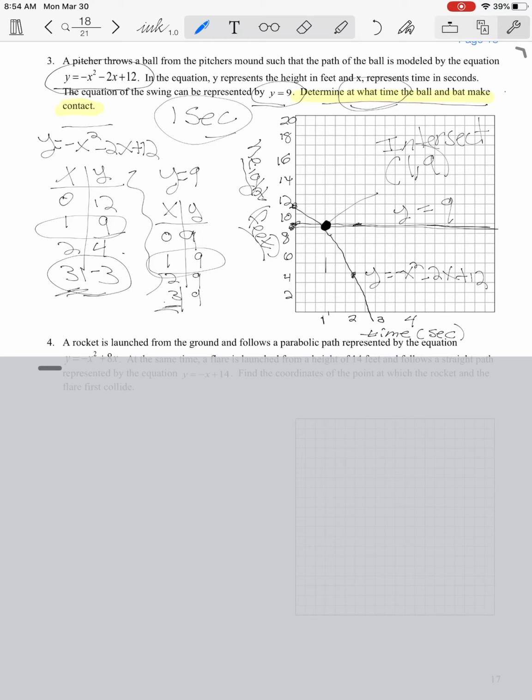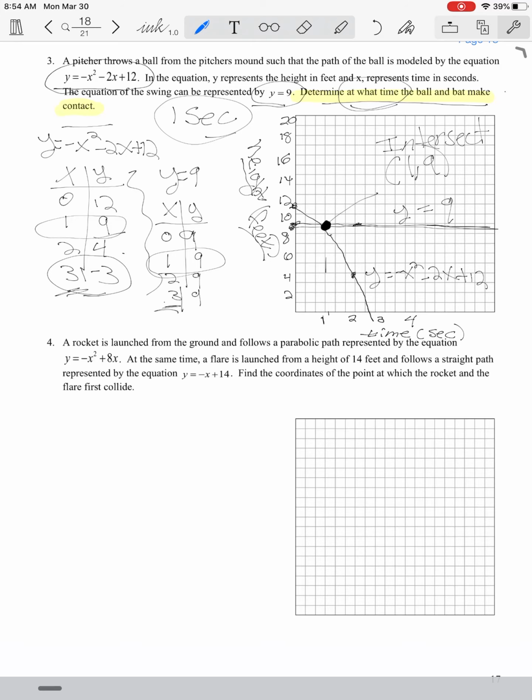Now, work well. Watch my video. You can pause at any time. See if you can complete this on your own. Then what you will do is complete page 17, number 4. I will upload the answers. Send me a message and I will upload the answers.